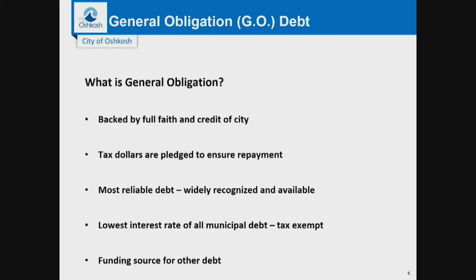There are some strings that come along with that tax exemption, which is anything that is financed with general obligation debt must have public use and public access. And so you couldn't finance an improvement that would just benefit one person. You need to have that public benefit to be applying general obligation debt.